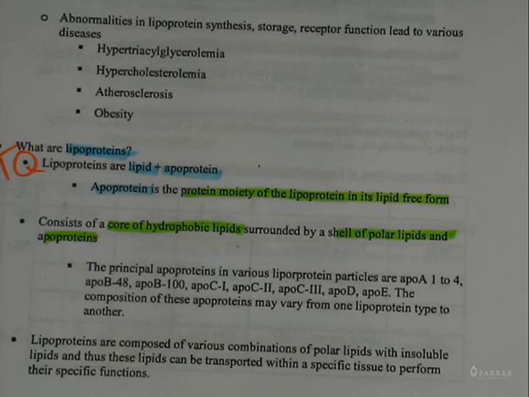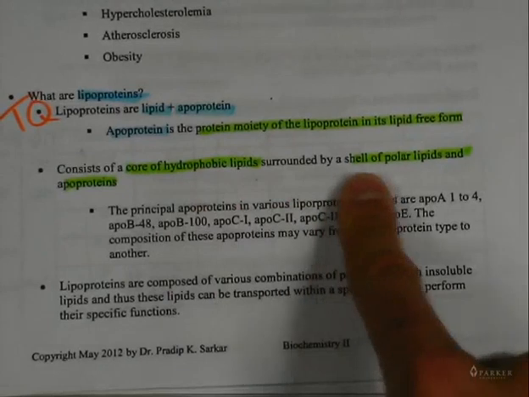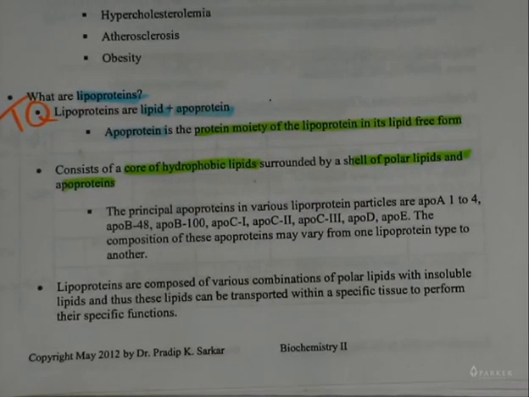Once the apoprotein picks up a lipid, it is now a lipoprotein. Before that, it's an apoprotein. So the apoprotein is the protein moiety of the lipoproteins. So the apoprotein is the proteinaceous part of it. Make sure you know that, just in case. It consists of a core of hydrophobic lipids surrounded by a shell of polar lipids and the protein.